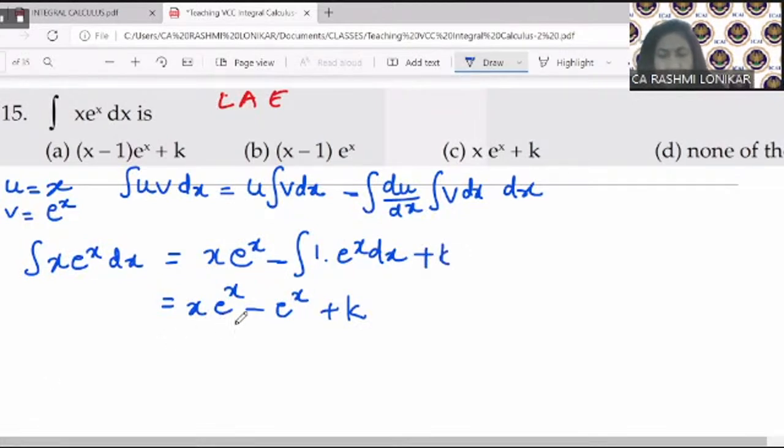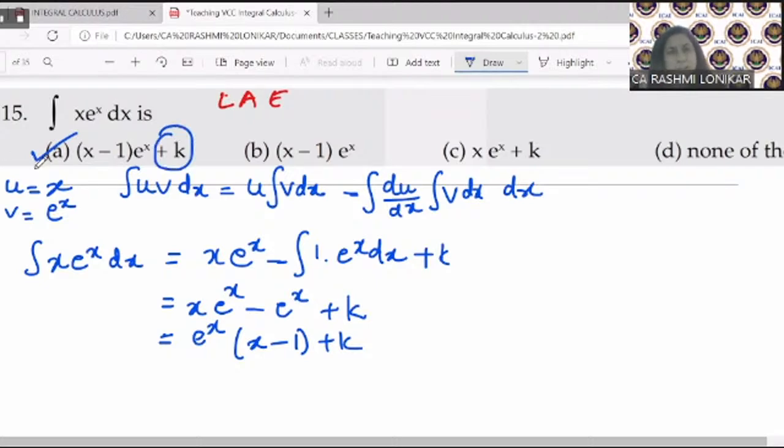I can take e raised to x common. Why do I need to do that? Because this is my answer, but can I see the answer in my present form? No, I'm not able to see it in any of the three options. So this is equal to e raised to x, taking it common, into x minus 1, plus k. So where do I have it? Okay, A is the correct option because here there is plus k, and here we are missing the plus k. That is why A will be the correct option.